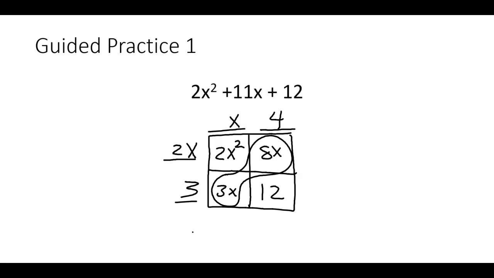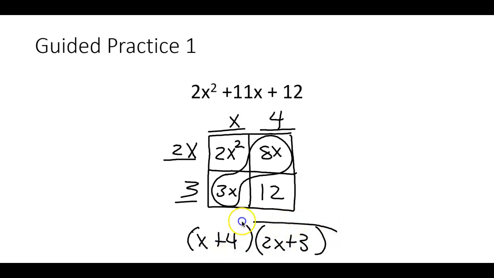All right, so I'm going to ask Aaliyah, what's my final answer then? X plus 4. Uh-huh. 2x plus 3. And we're done. Now, maybe one of you guys out there wrote 2x plus 3 first and then x plus 4. That's okay, because multiplication is commutative. The order doesn't matter. It doesn't matter which way you put those. All right, so I'm going to ask some questions of you on the spot.